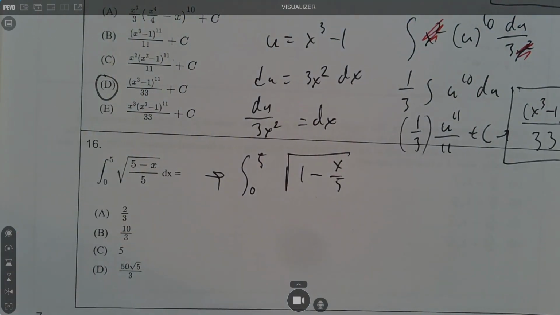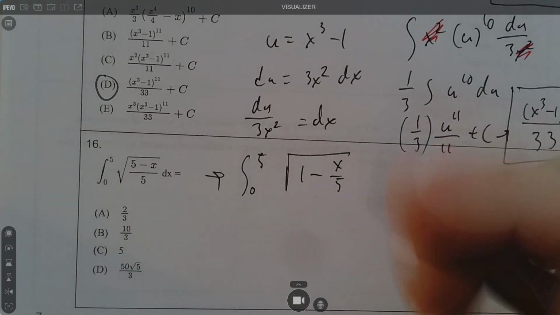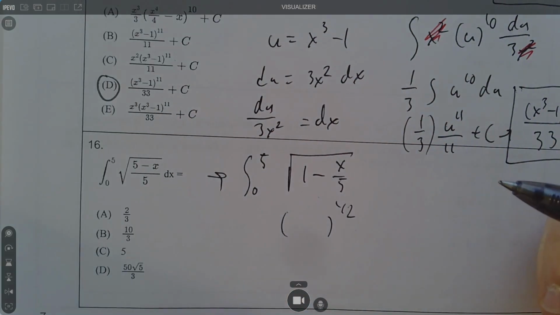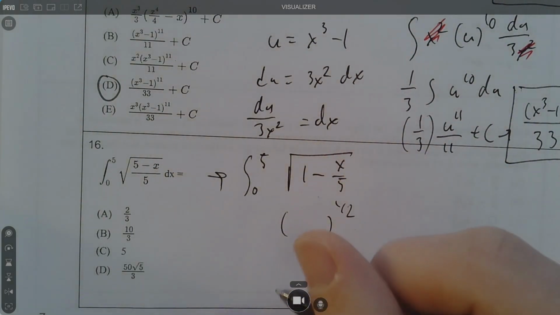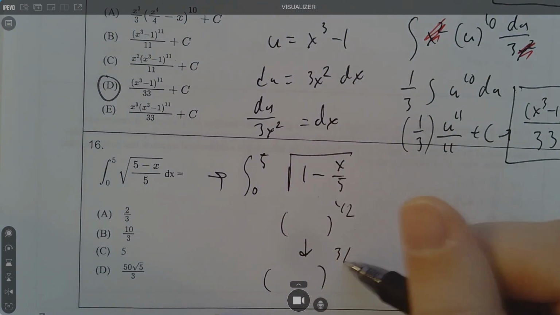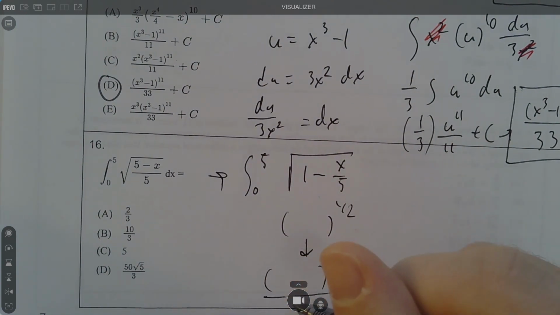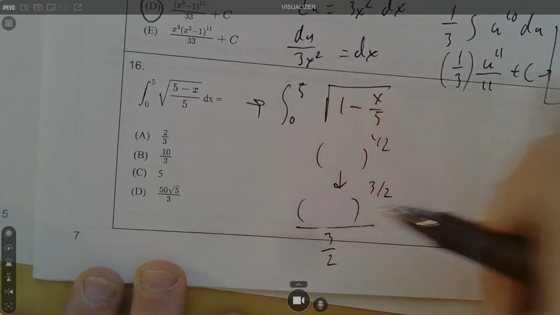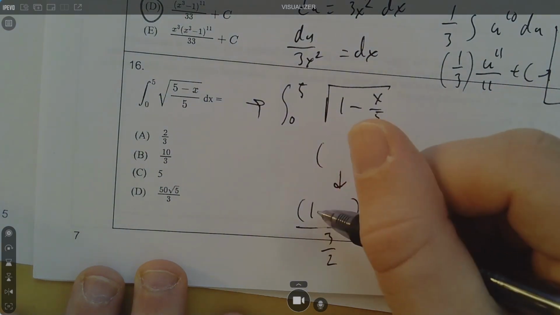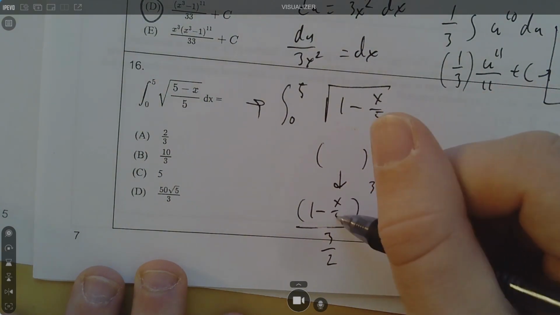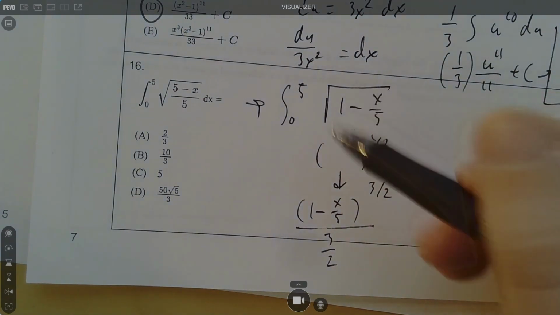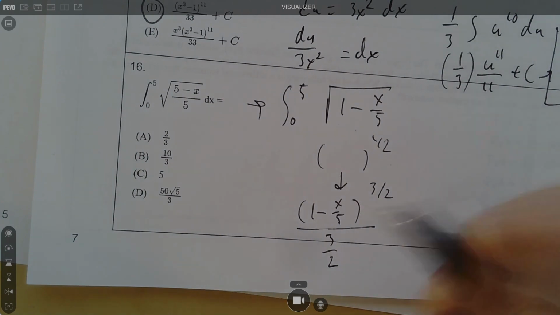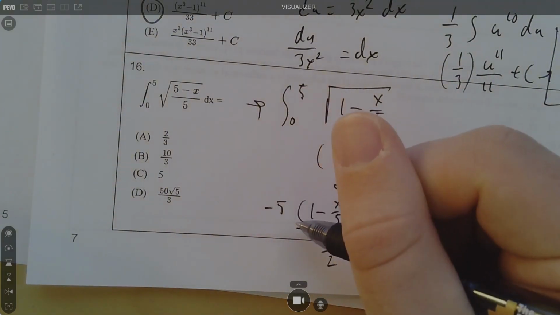So you can, like with the other one, think of this as something to the 1/2 power, right? If you integrate something to the 1/2 power, you're going to get something to the 3/2 power over 3/2. In this case, the thing in there is 1 minus x over 5. But when I take the derivative of this, I'm going to have to multiply by negative 1/5. So to counter out the negative 1/5, I got to multiply by negative 5. So it's going to be negative 5 out front.